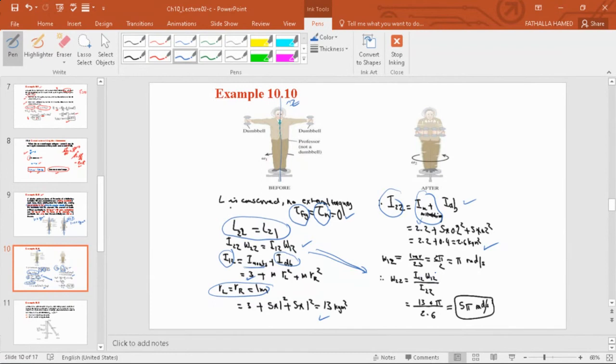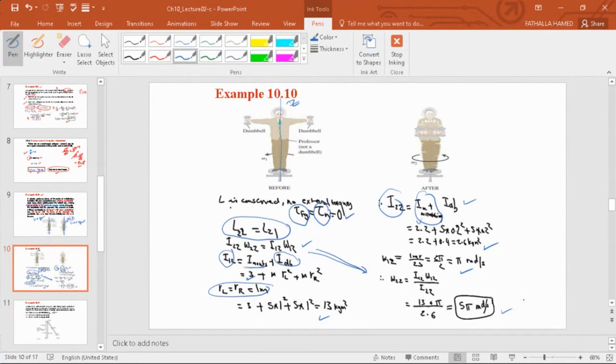They told us that he makes 1 full revolution in 2 seconds. So it is 1 revolution over 2 seconds. 1 revolution is 2 pi divided by 2, and that gives you pi rad per second. So your moment of inertia 1 is 13, your omega 1 is pi, and your moment of inertia 2 is 0.26, and you get here 5 pi rad per second. So it is more.